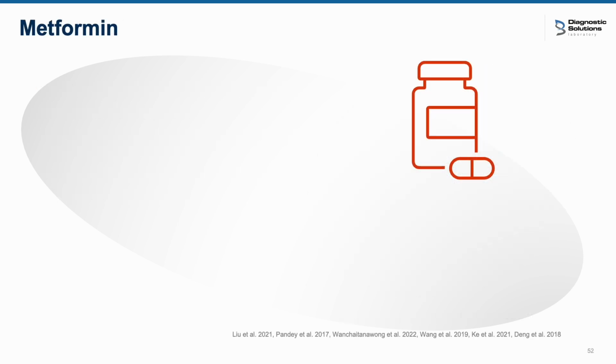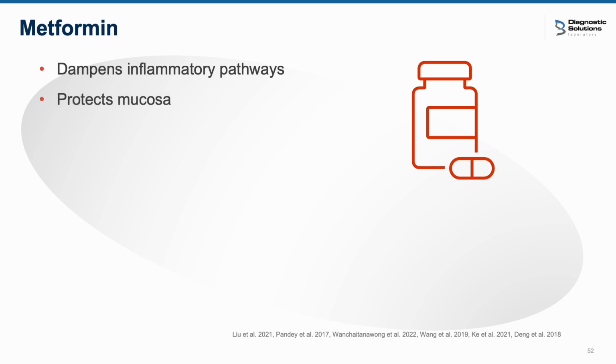Another consideration with some experimental research is metformin, which is frequently used for type 2 diabetes, insulin resistance. So metformin can dampen or decrease inflammatory pathways. It can promote healthy mucosa. It can change your intestinal transit, which in IBD, where there's frequently diarrhea, it can be really beneficial to change that transit and slow it down.